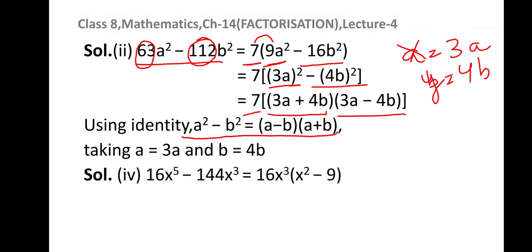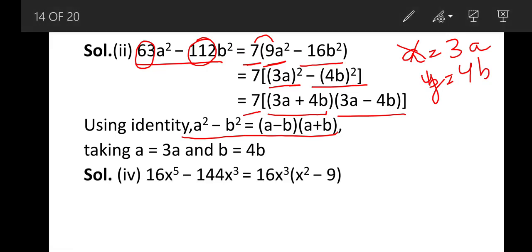Now the solution of the fourth part is, similarly, 16 is a perfect square, we agree, with x raised to the power 5 and x raised to the power 3. We cannot solve this until and unless we take something common out. So from 16 and 144, I am taking 16 common outside. The minimum power of the variable is to be taken out, so x raised to the power 3 along with 16 I have taken out.